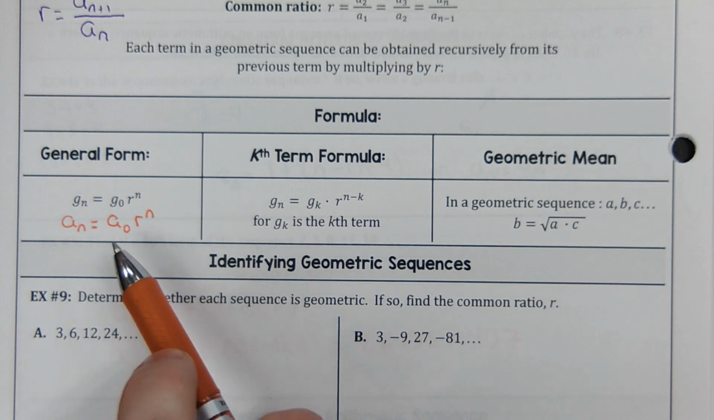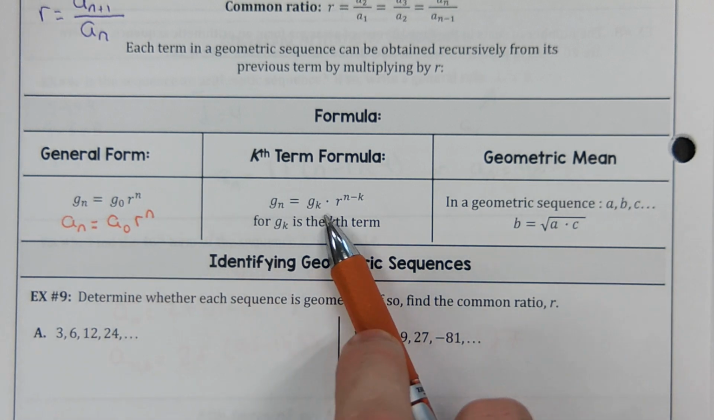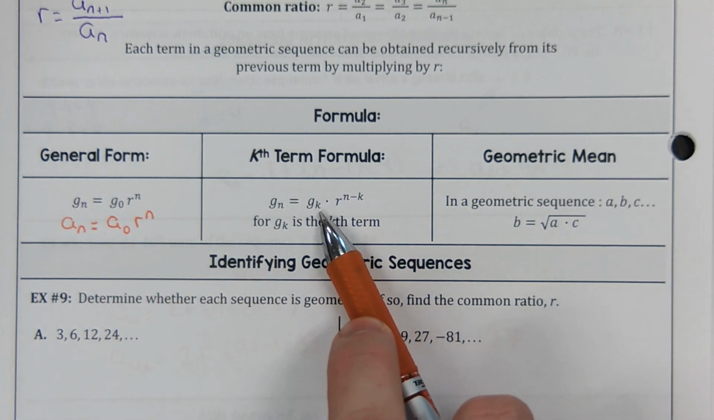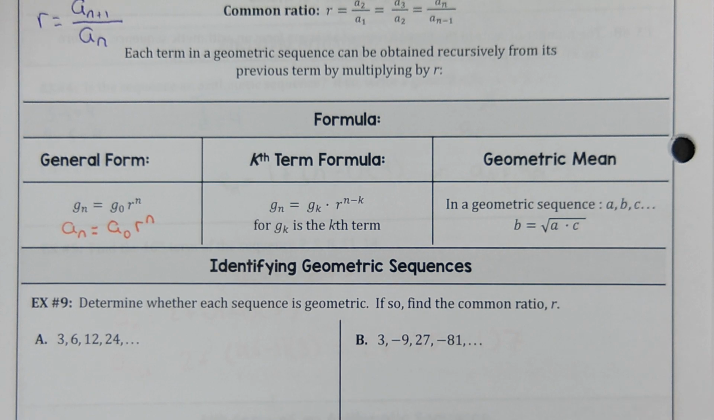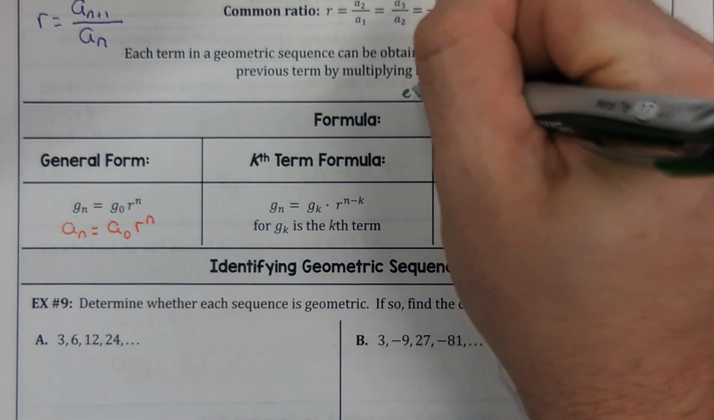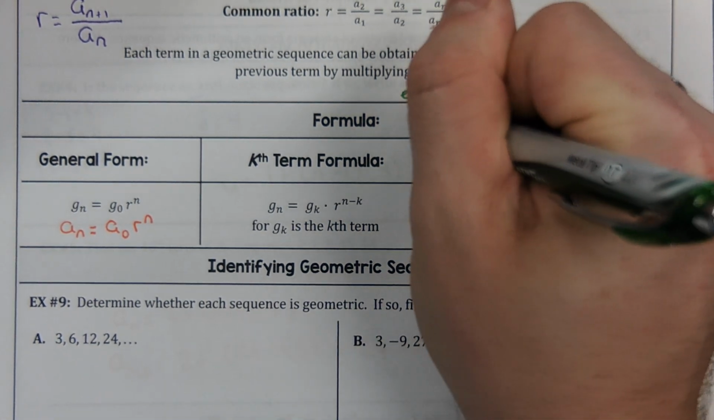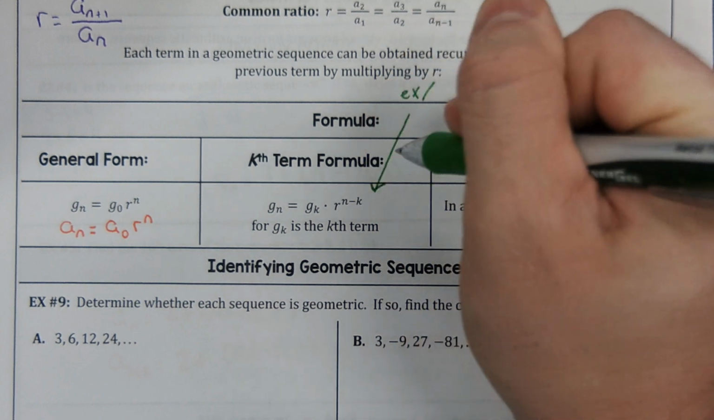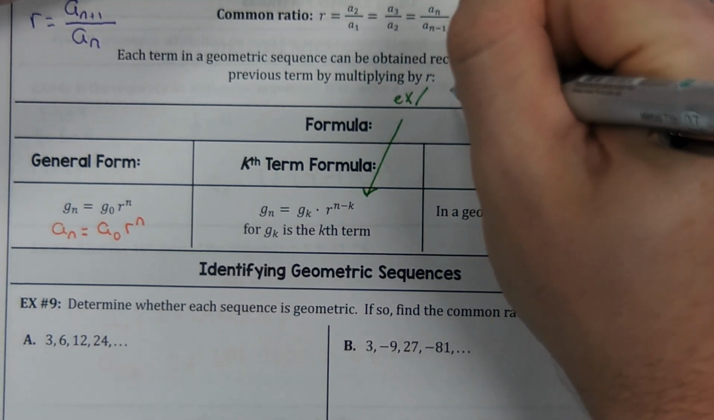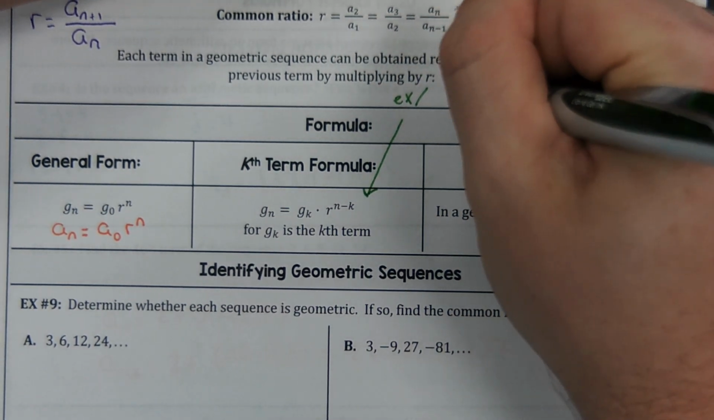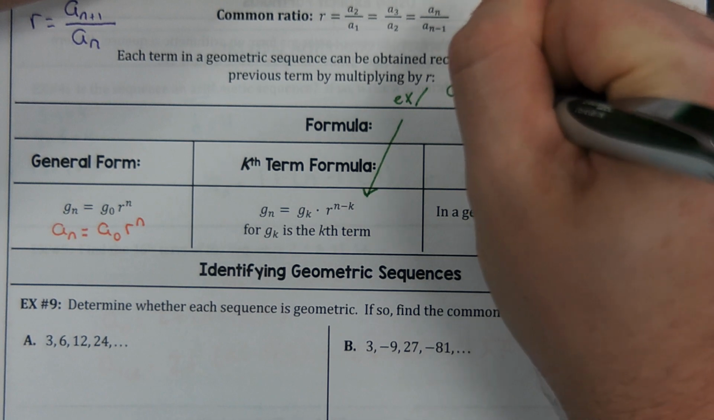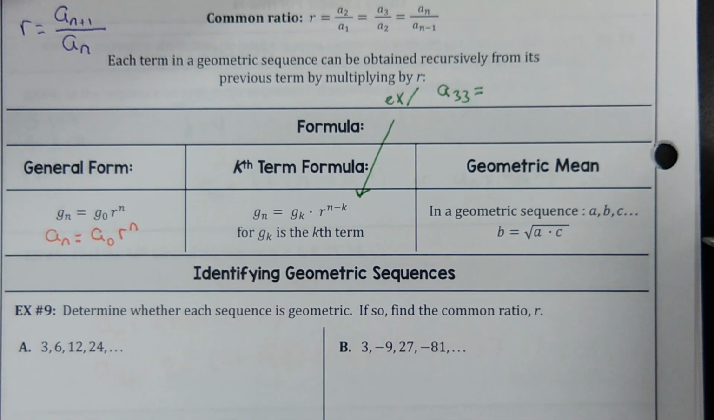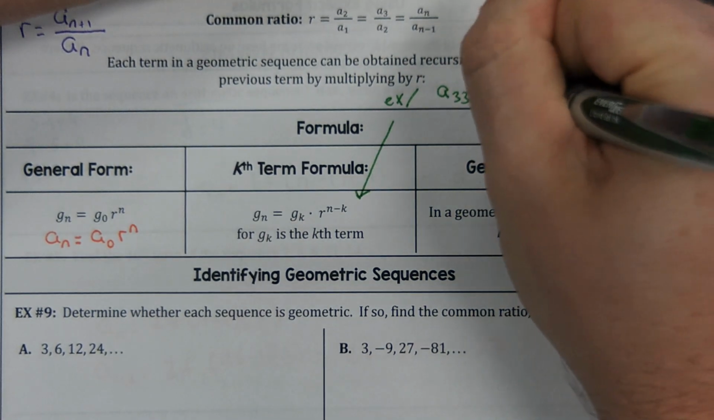And if you can reindex it to 0, you can actually reindex it to anything you want. For example, so I'll just write an example of reindexing this formula to be anything we want. Let's say we want the 33rd term, and we have the 25th term.